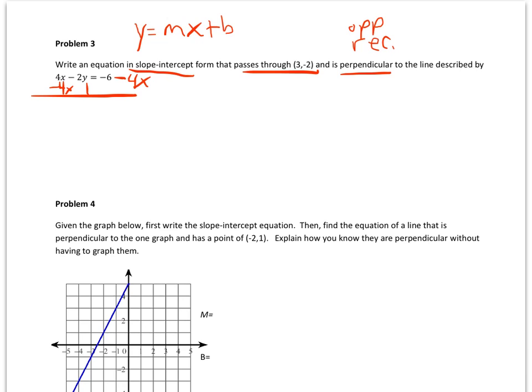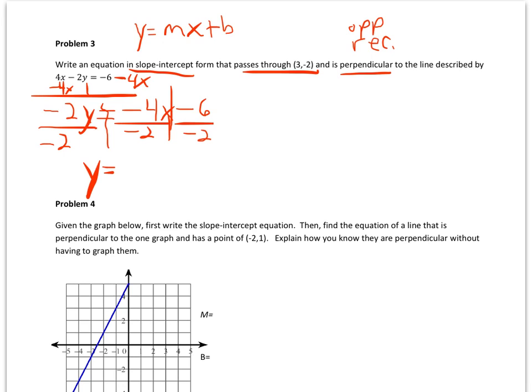I'm left with, do not forget that sign, negative 2y is equal to, I'm going to rearrange it right now, negative 4x, and then minus 6. Okay, and then to solve for y, a negative 2 is touching it, so I need to divide by negative 2. I'm going to divide both of these terms by negative 2.